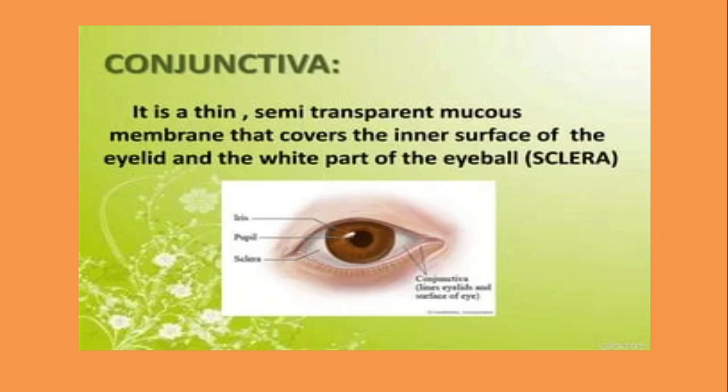Layers of the conjunctiva. The conjunctiva is composed of three layers. The outermost layer is the epithelium, which is a thin layer of cells that covers the surface of the conjunctiva. This layer helps to protect the eye from external irritants such as dust and bacteria. Beneath the epithelium is the stroma, which is a layer of connective tissue that contains blood vessels and helps to support the conjunctiva.